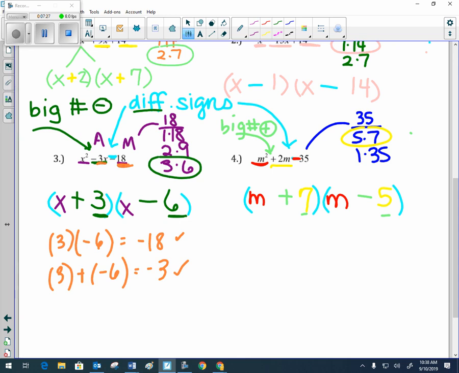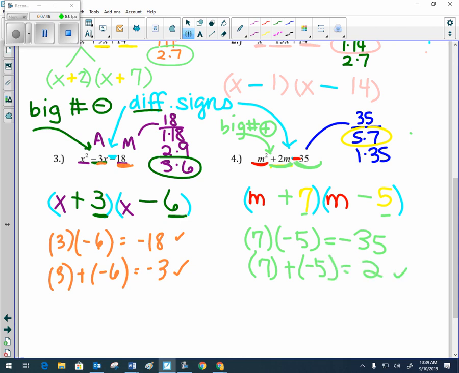And again, if you wanted to check these, remember the numbers should add to 2, multiply to 35. So when I multiply them, I get negative 35, which is what I wanted. When I add them, I get the positive 2. So a quick way to go through and check and see if what you're doing is right.